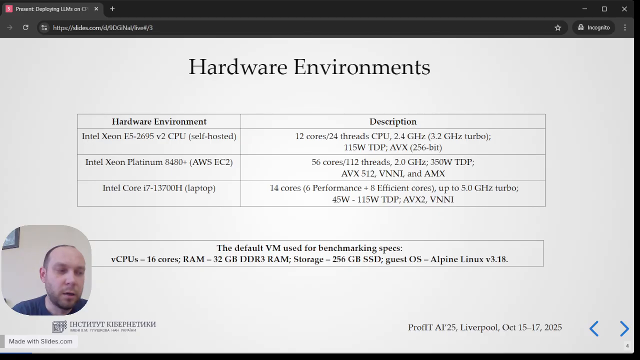Also, I want to note that for cross-platform fairness, I ran benchmarks in a uniform default profile. This profile consisted of 16 virtual CPUs, 32 gigs of RAM, 256 gigs of storage, Alpine Linux for base OS, and on the laptop I pinned the process to 16 threads to mirror the same thread budget, and in all cases I pinned threads to physical cores to reduce jitter.